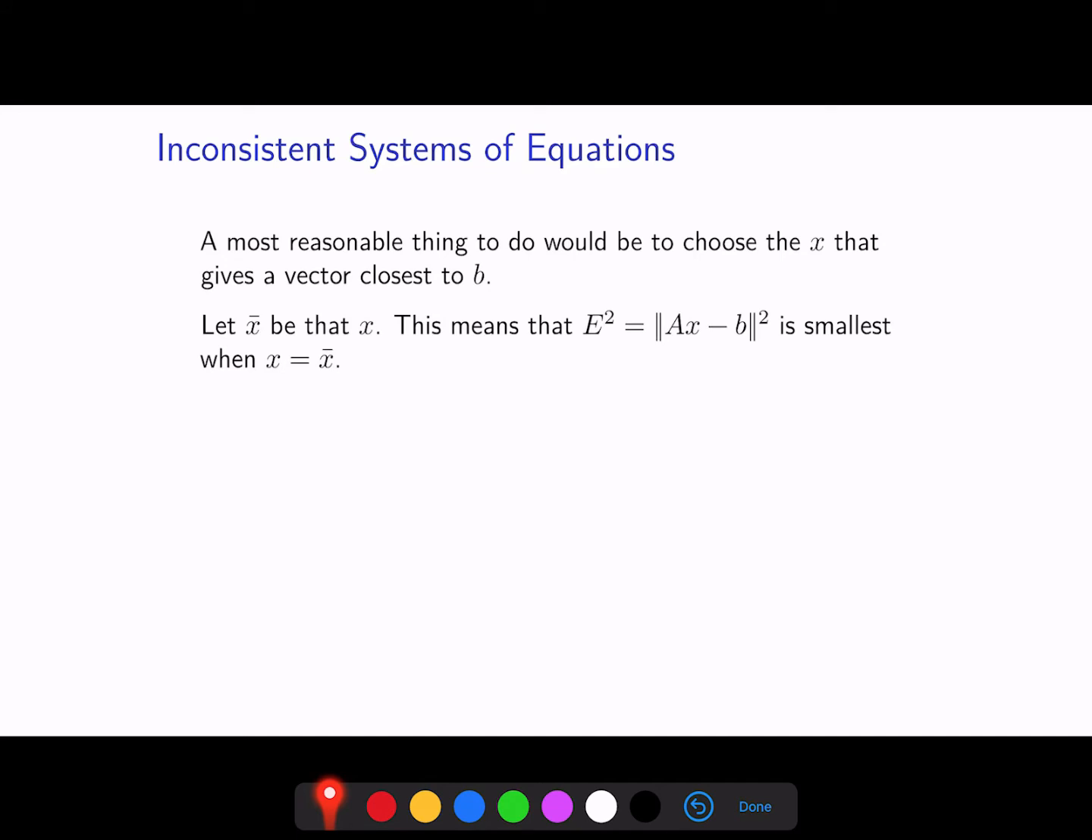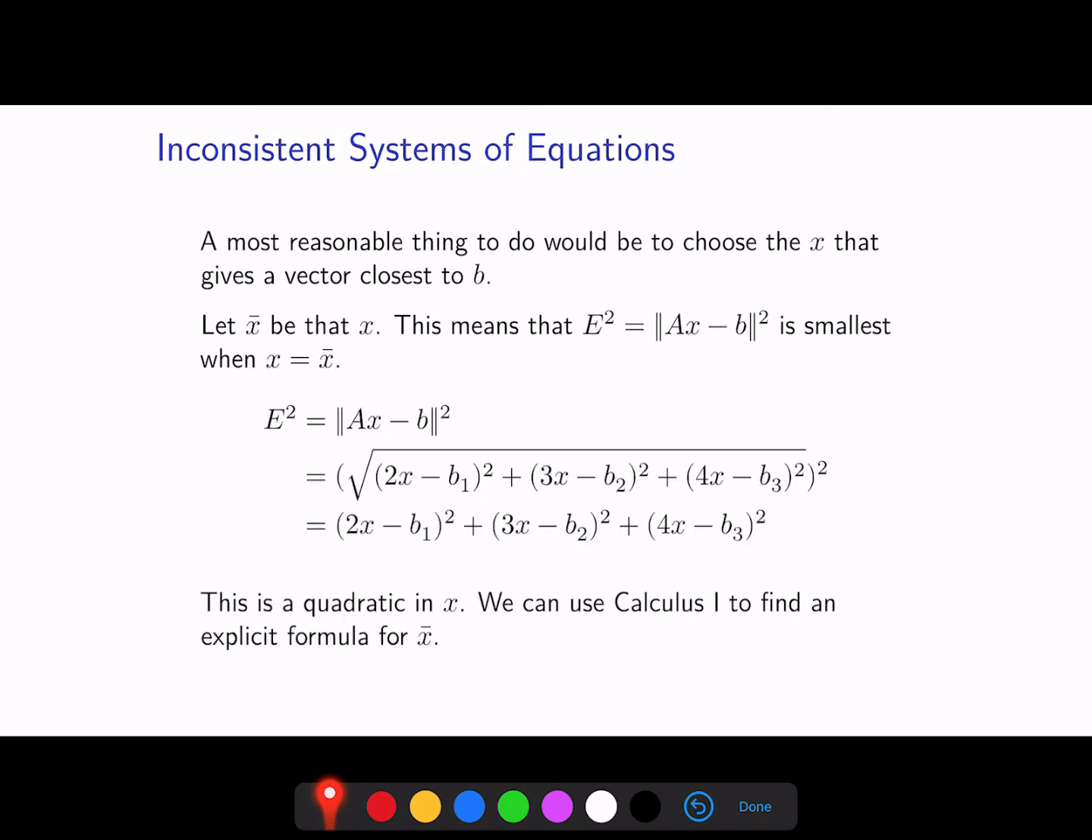A reasonable thing to do would be to find that input x that gives us a vector that's closest to b. That is, find an x for which Ax is as close as possible to b. So what we're going to do is look at the differences between all possible Ax's and b and see if there's an x that makes this small. To say we found the closest Ax to b means that we've made this error the smallest. And we're going to call x bar the value that gives us the smallest error value.